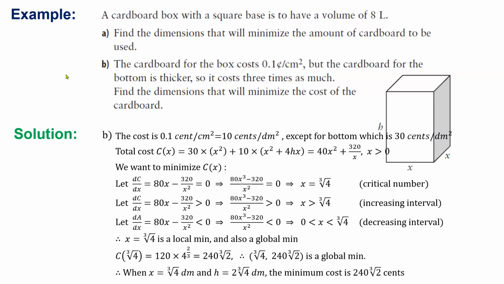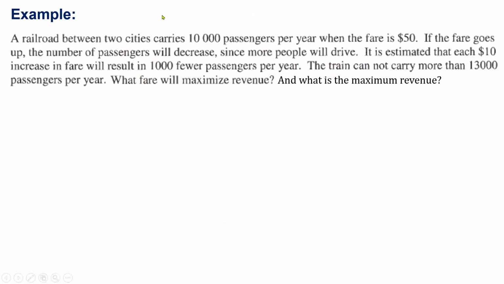Okay, if you have no questions, let's have a look at another example. This time we have a railroad between two cities which carries 10,000 passengers per year when the fare is $50. If the fare goes up, the number of passengers will decrease, since more people will drive. It is estimated that each $10 increase in fare will result in 1,000 fewer passengers per year. The train cannot carry more than 13,000 passengers per year. What fare will maximize the revenue?